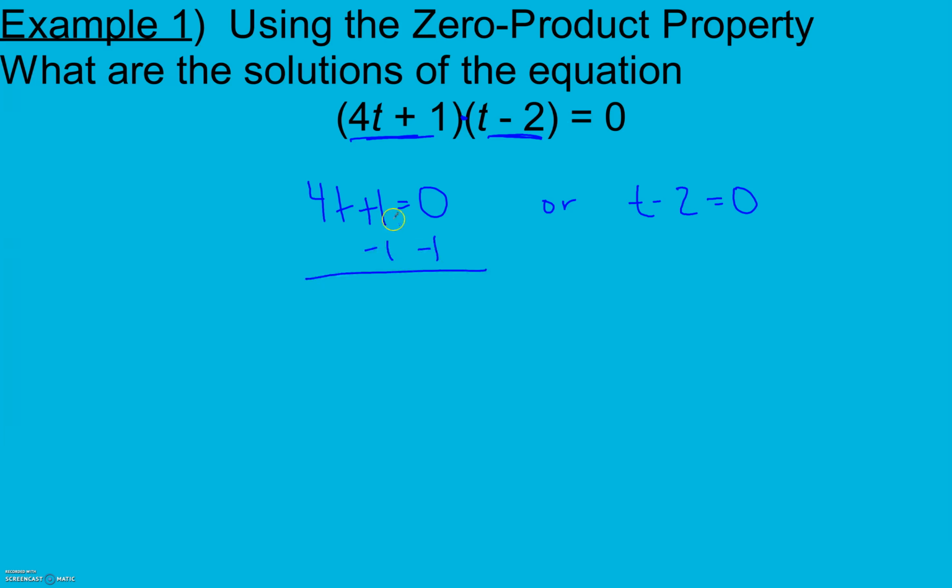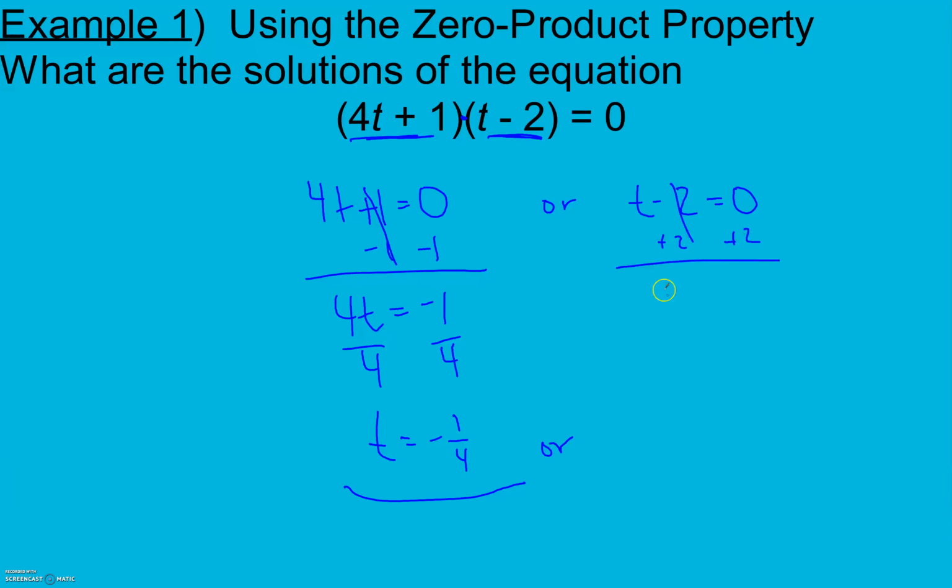And now we just solve these like we've been doing all year long. Subtract 1 to get rid of our plus 1. Divide by 4 to get rid of our 4. And t equals negative 1/4. Or add 2 to get t by itself, and t equals 2. So 2 options here. To check them, we'd plug them back in and make sure that it gives us 0. And both of these will.